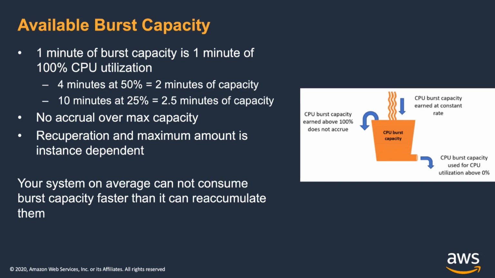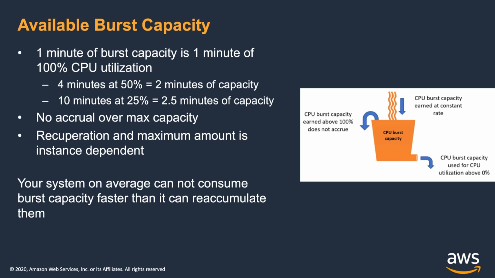Burst capacity is measured in burst capacity minutes. A burst capacity minute is 1 minute of the CPU at 100% utilization. So if you pegged your CPU at 100% and ran there for 5 minutes, that would be 5 burst capacity minutes. But if you ran there for 4 minutes at 50%, it would only be 2 minutes of capacity, since 50% of 4 is 2. And then 10 minutes at 25% would be 2.5 minutes of capacity.